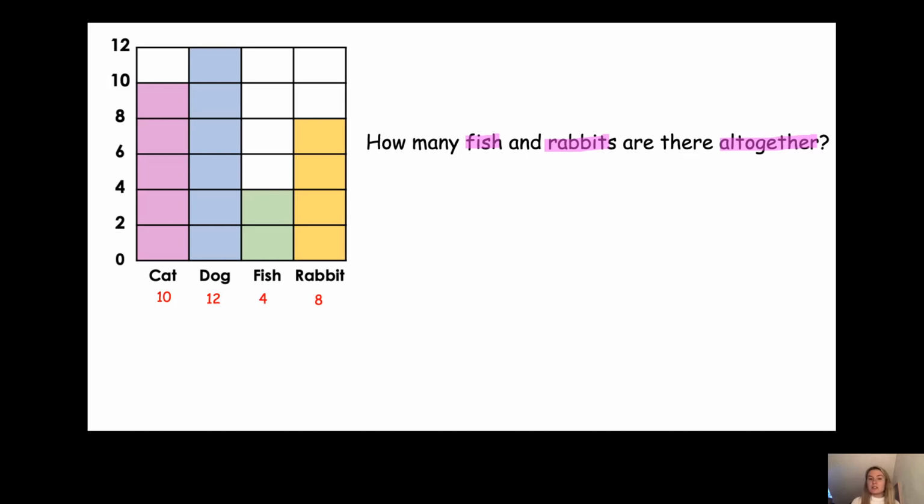So we need to do the addition. 4 plus, because we're finding all together, 8, because we have 4 fish and we're adding them to the number of rabbits to find out how many there are all together.